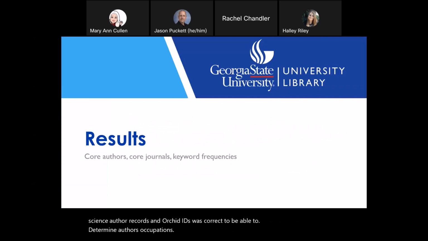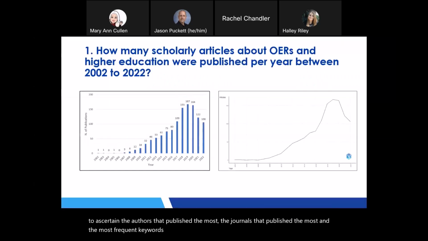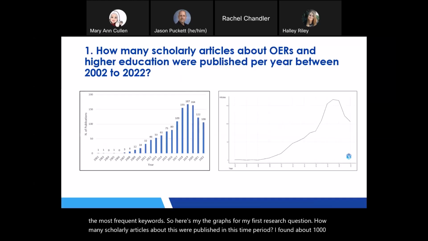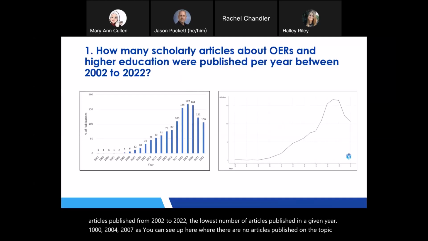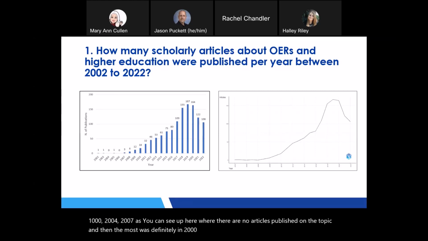Okay, so that brings me to my results and what I found using this methodology. Mainly, I was able to ascertain the authors that published the most, the journals that published the most, and the most frequent keywords. So here are the graphs for my first research question: how many scholarly articles about this were published in this time period. I found about 1,212 articles published from 2002 to 2022. The lowest number of articles published in a given year was in 2004 and 2007, as you can see up here, where there were no articles published on the topic. And then the most was definitely in 2019, when there were 167.